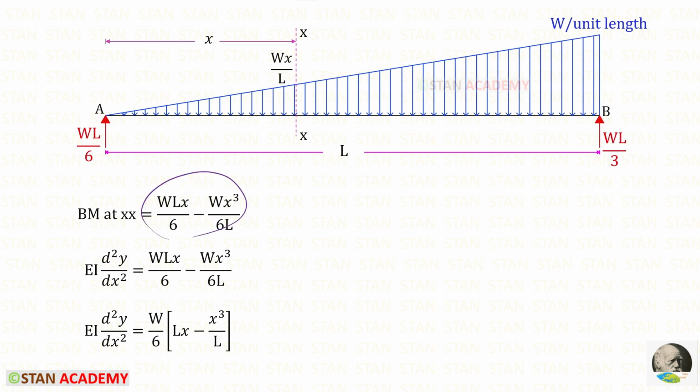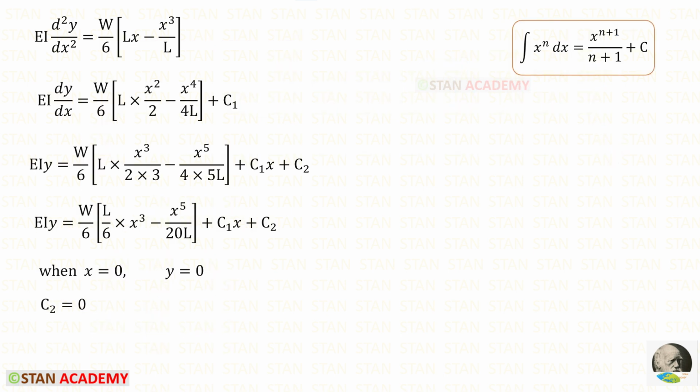We have to equate the moment to EI d²y/dx². From these two terms, we can take W/6 outside. We have to integrate with respect to x on both of the sides. When we integrate this, we will get this.